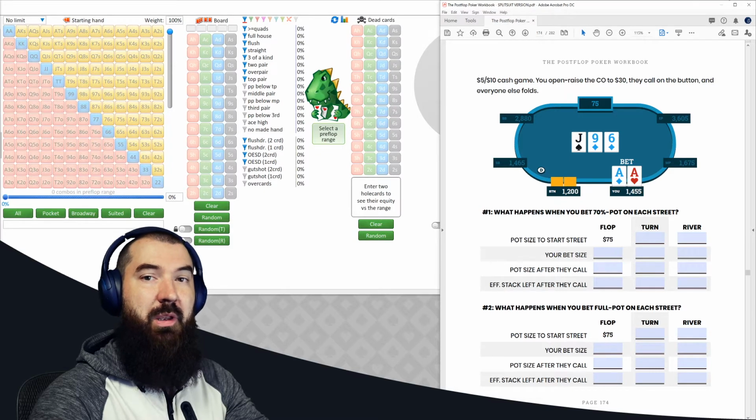And today we're going to go through the pot geometry when betting section of the Postflop workbook, go through page 174 together, and without further ado, let's jump right into it.